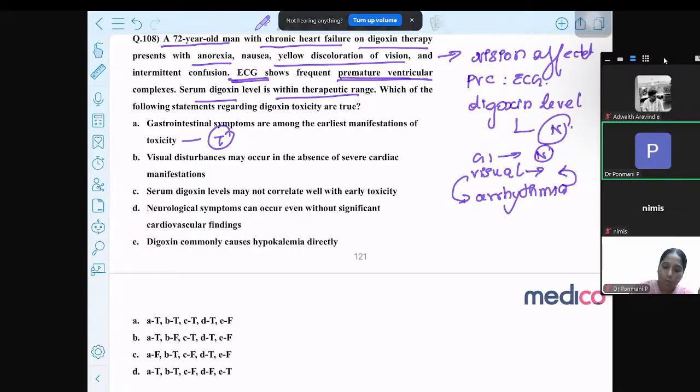So the option "visual disturbances may occur in the absence of severe cardiac manifestation" is true. And "serum digoxin levels may not correlate with early toxicity" is also true. And "neurological symptoms can occur even without significant cardiovascular findings" is also true. This means that all the toxicity features are not dependent on each other. Anything can occur at any time. But what is the last option? Option E: digoxin commonly causes hypokalemia directly. No, this is the wrong option.